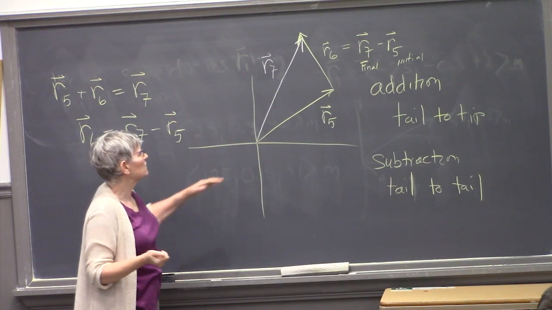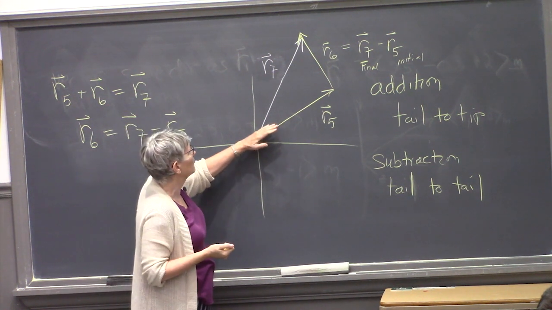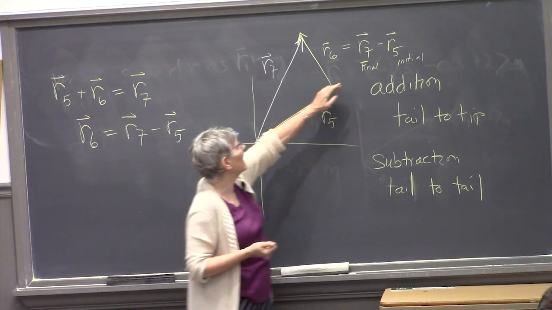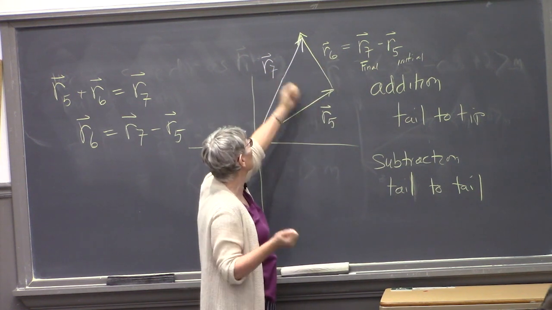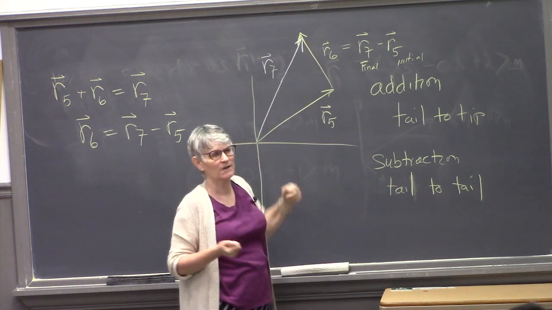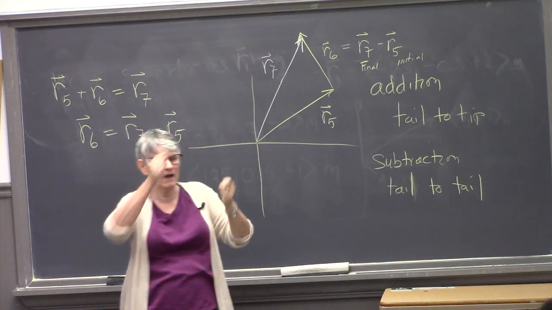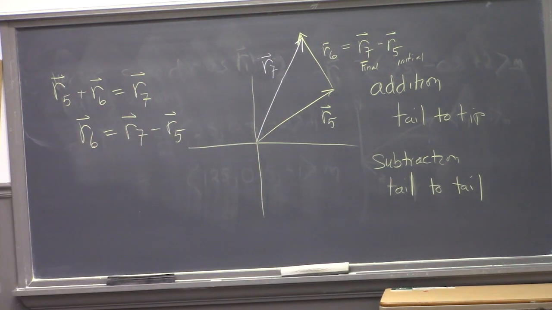Another way to do subtraction is to think of what you have to add to R5 to get R7, and that's R6. So you can always add the negative vector. So these things ought to be consistent.